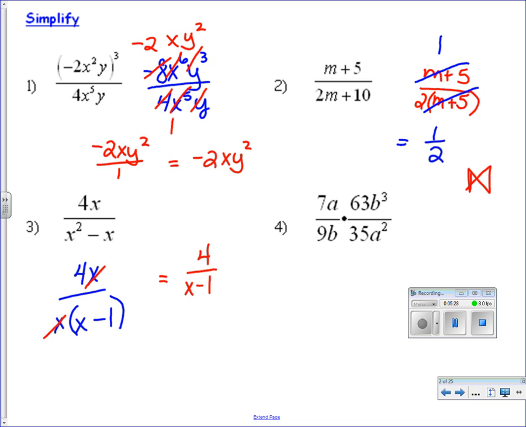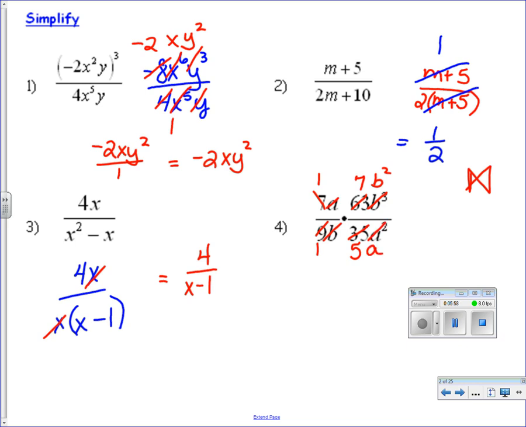So for example, do you see something in common that we could cancel? Yes. So 9 goes into 63 7 times. Okay, what else could we cancel? We can do that too. We can cancel a b, and then there'd be 2 b's left on top. Okay, what else could we cancel? Yep, the 7 and the 35. So 7 goes into 35 5 times, and then an a. So there'll be 1a left on the bottom.